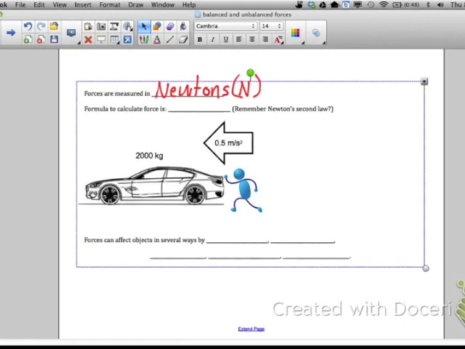And the formula that we use for it is force equals mass times acceleration, where F equals force, M equals mass, and A equals acceleration. And so when I multiply the mass by its acceleration, how fast it is increasing speed, I can then calculate how much force was applied to it.